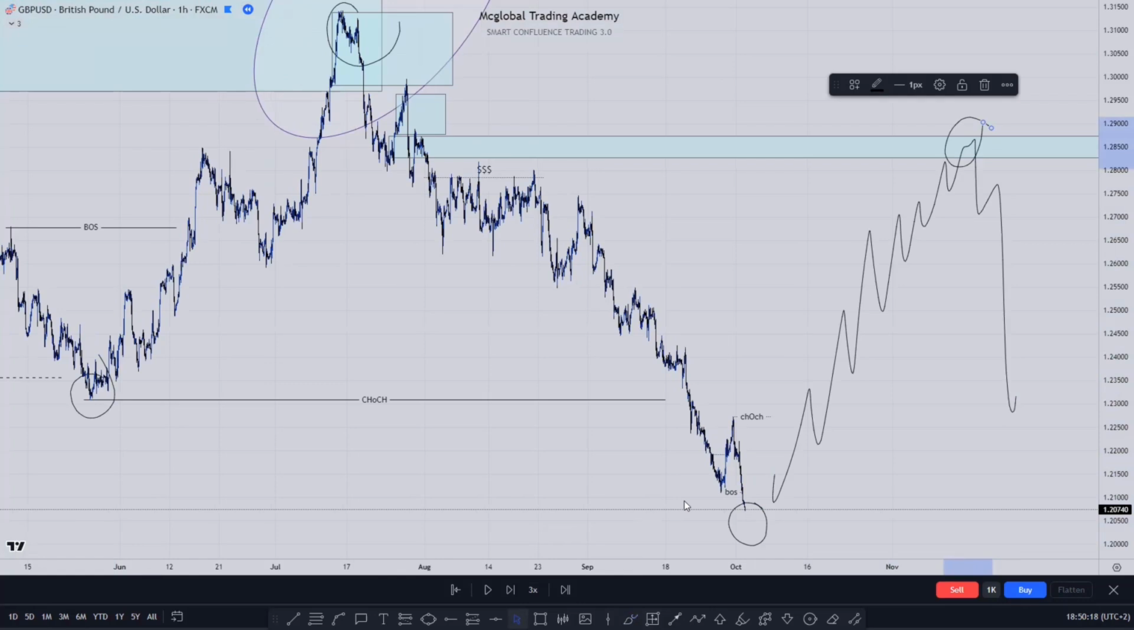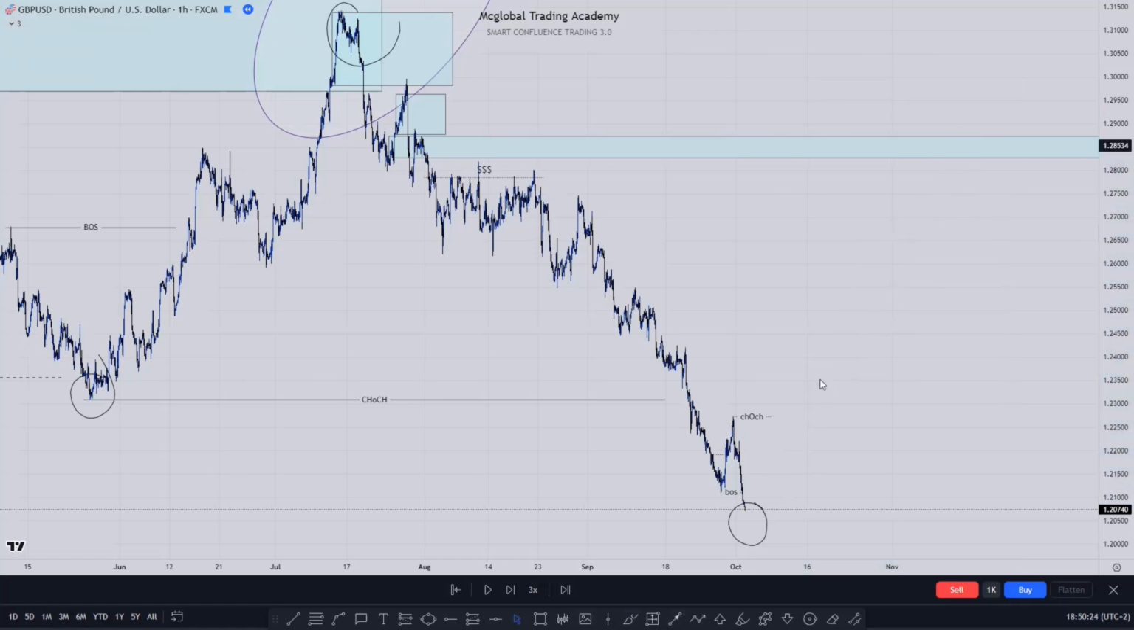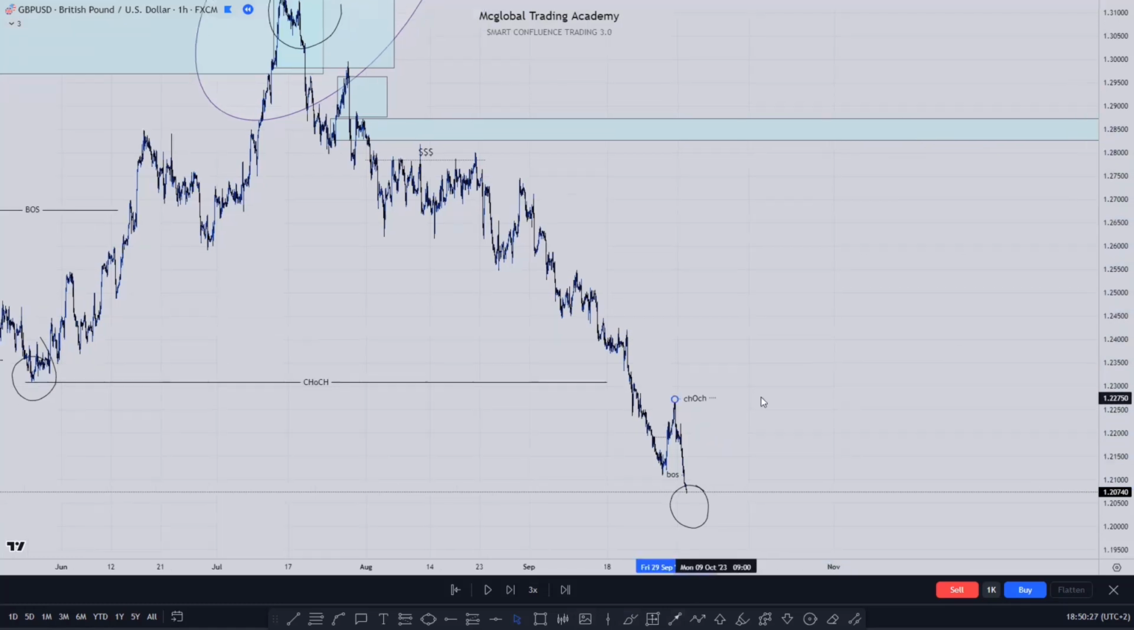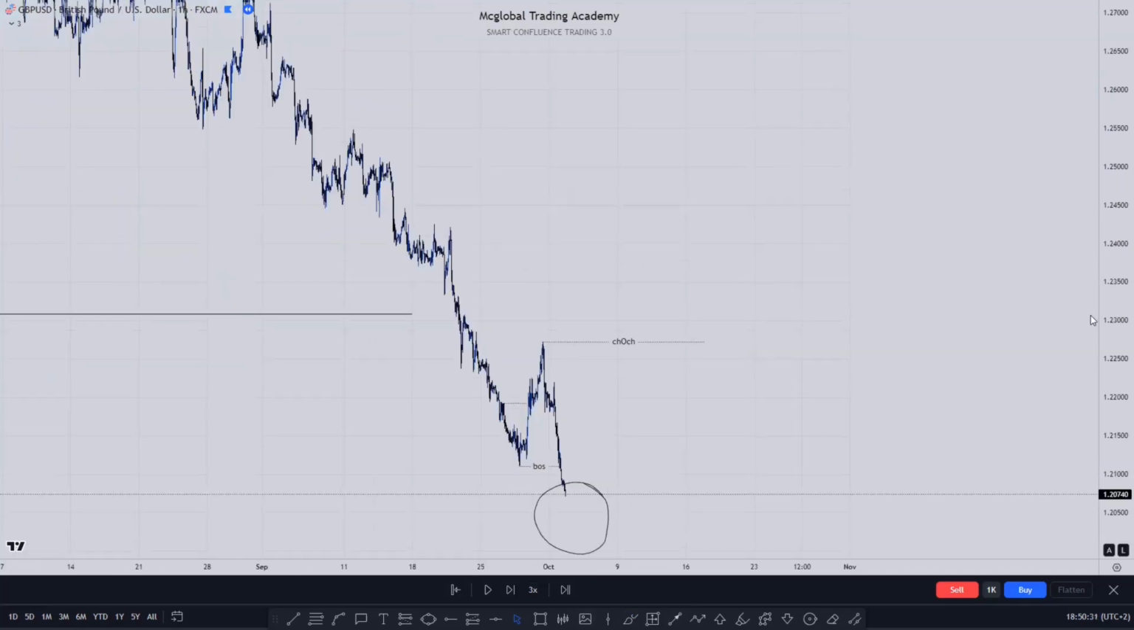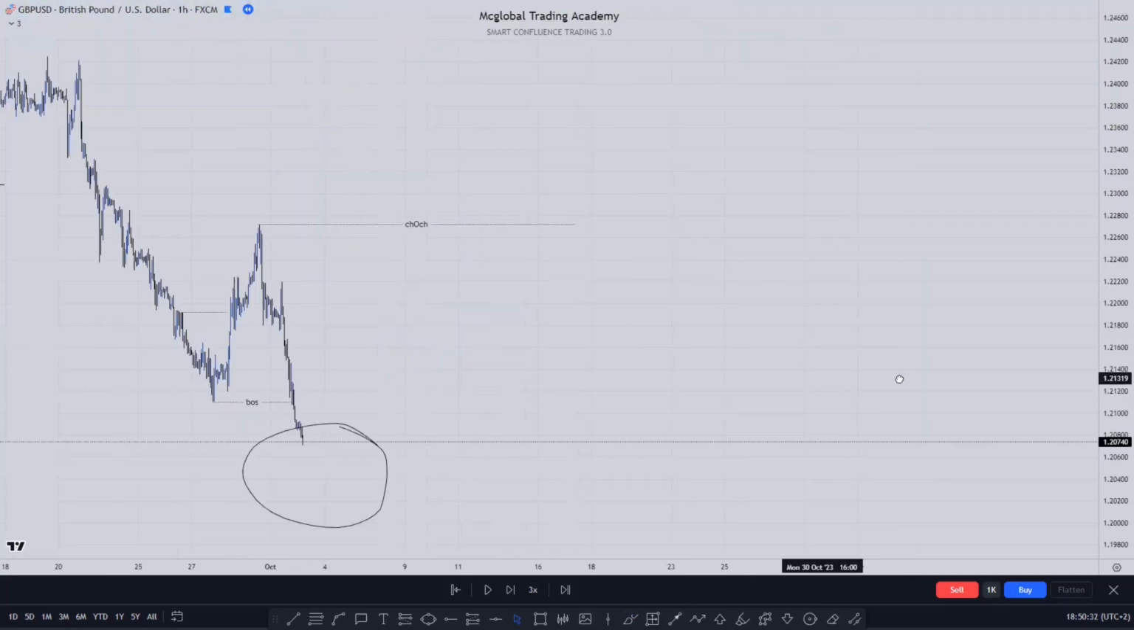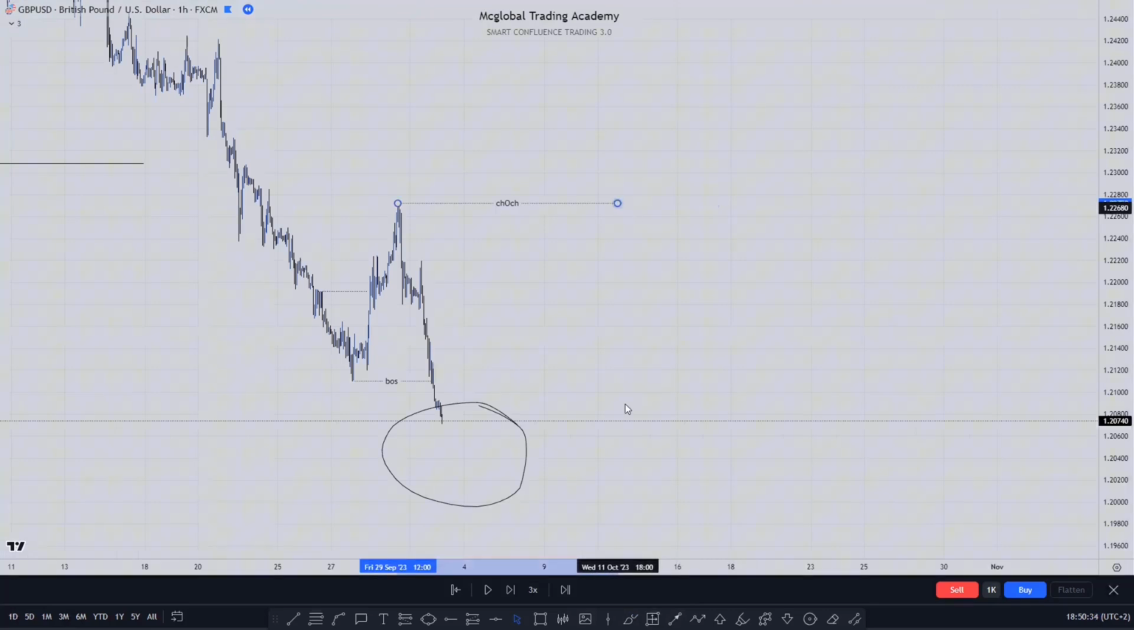The same thing that we are seeing on the dailies, you're also seeing on the other time frames as well. That's the fractality of the markets. That's what we mean when we say the markets are fractal. What happens on a higher time frame is the same thing that you also see happening on a lower time frame. The only difference is the amount of time it takes to happen on that lower time frame.